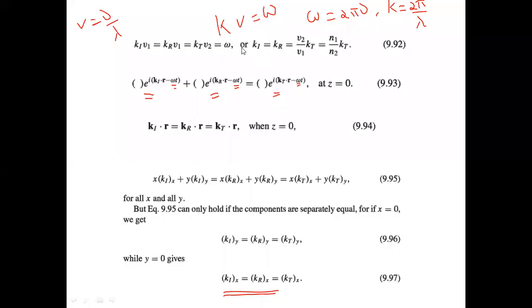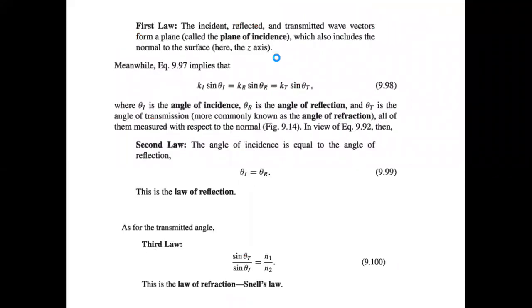according to this equation, ki is equal to kr, right? So ki is equal to kr. Because of that, both will cancel out, and we can say sine theta i is equal to sine theta r, or theta i is equal to theta r. This is the second law of reflection, which says that the angle of incidence is equal to the angle of reflection.